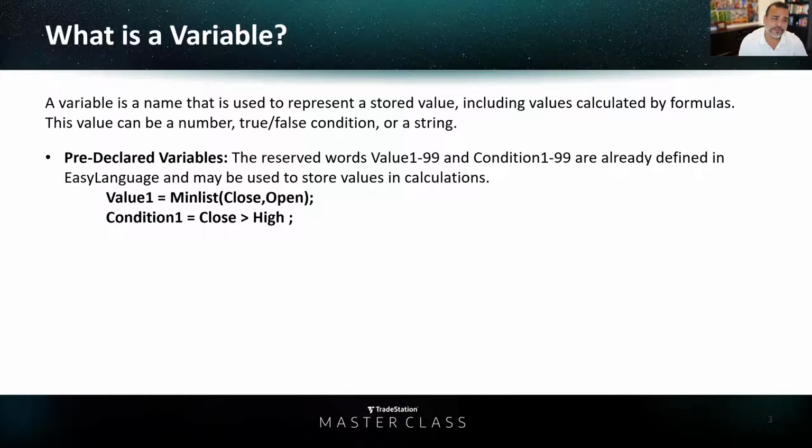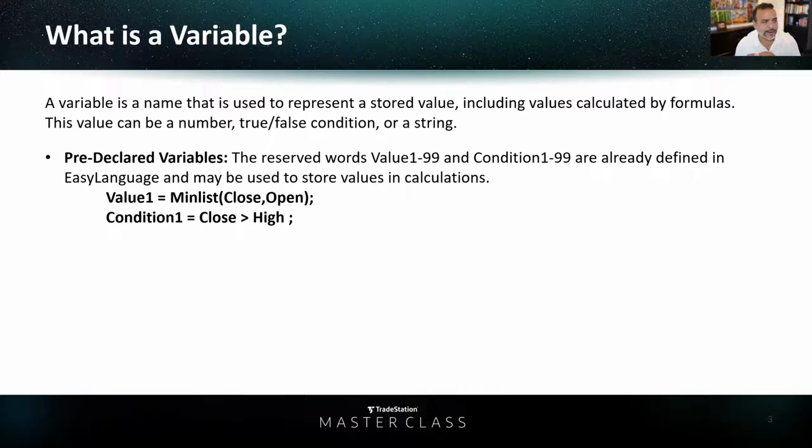If you start using these pre-declared variables all the time, Value1, Value2, and Value3, it's going to get to a point where you're not really sure what they represent. But by creating your own custom names, as long as they are descriptive, you know exactly what the variable is going to be calculating. We have two examples here, Value1 and Condition1.